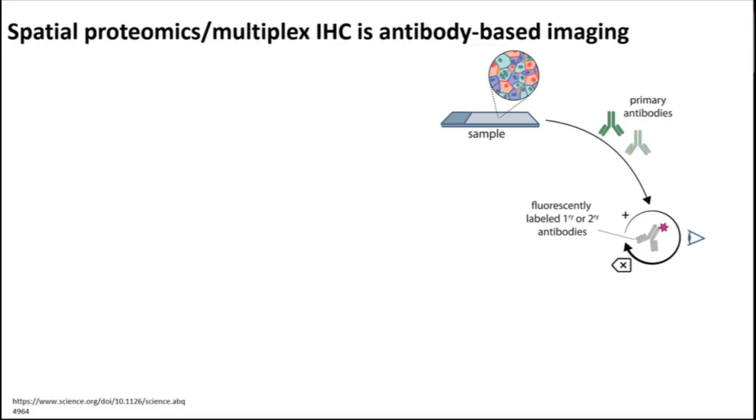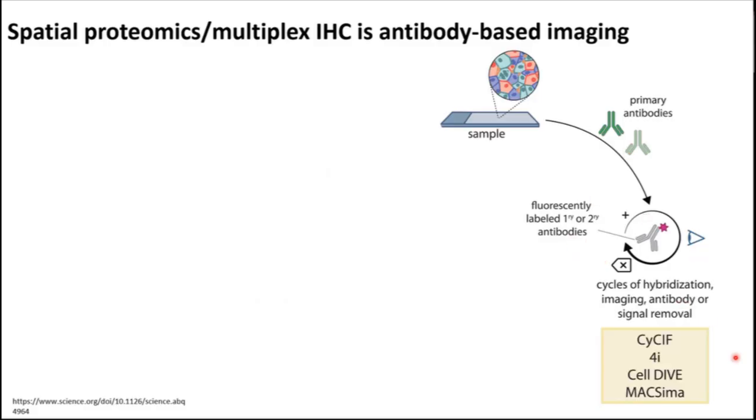The first is to use fluorescently labeled primary or secondary antibodies. So this is just a normal IHC method, but you can couple it with technology such as TSA. So this is commonly used for cyclic immunofluorescence or Cell DIVE, which is a platform by Leica. So what they do is that they employ iterative cycles of staining with antibodies, imaging, and then stripping or quenching the signal before staining for the next target.